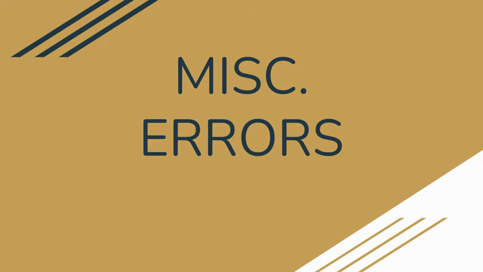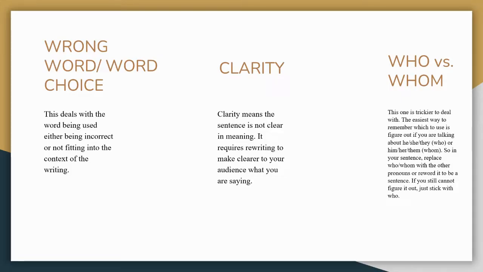These are just a few miscellaneous errors, things that I'm not going to expect you to know how to fix, but they may be things that you notice yourself. So the three miscellaneous errors are wrong word or word choice, clarity, and who versus whom. And I know that last one is one some of you are going, oh, about. I get it. But wrong word or word choice is just where the word that you've used is being used incorrectly or it doesn't fit into the context of your writing.